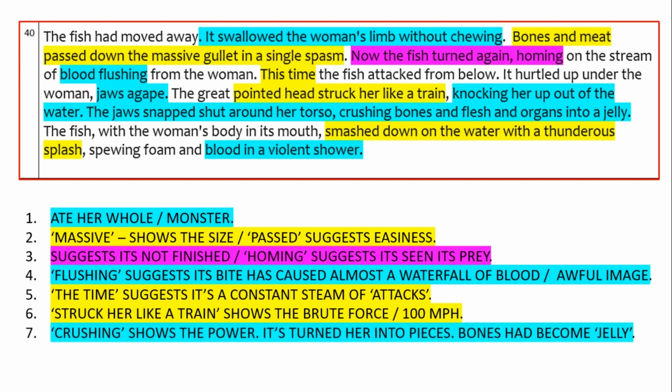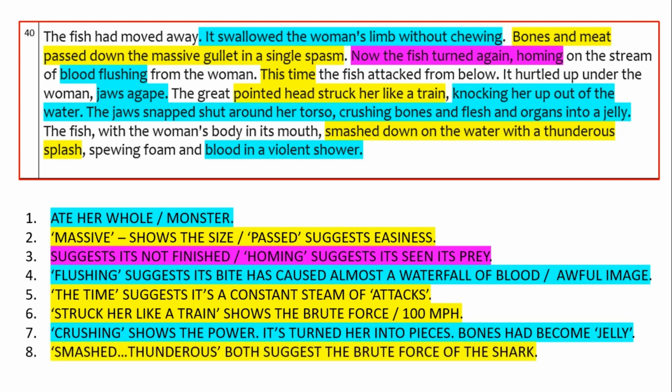So 100 miles an hour, it's almost like it's breaking the woman into pieces. Crushing bones, flesh and organs into a jelly. Again, the verb crushing shows the power. So it's tearing her into pieces. It's making her not a human body anymore. And bones become jelly, which again shows the strength the shark has.